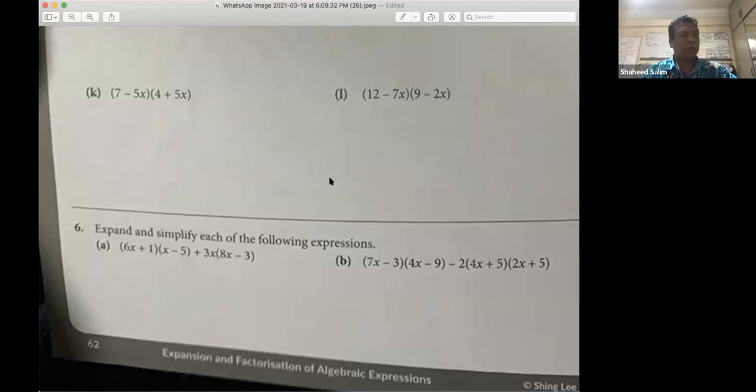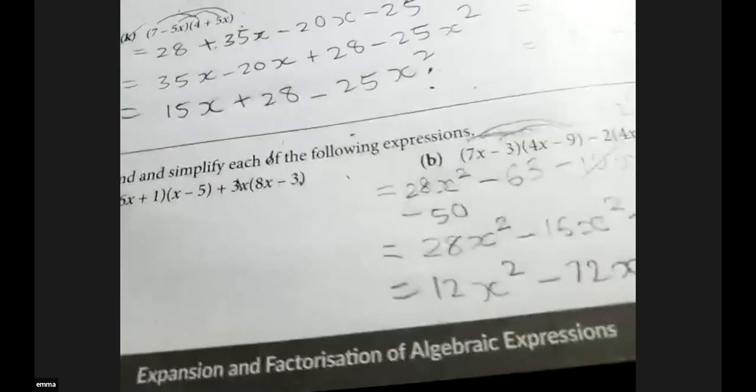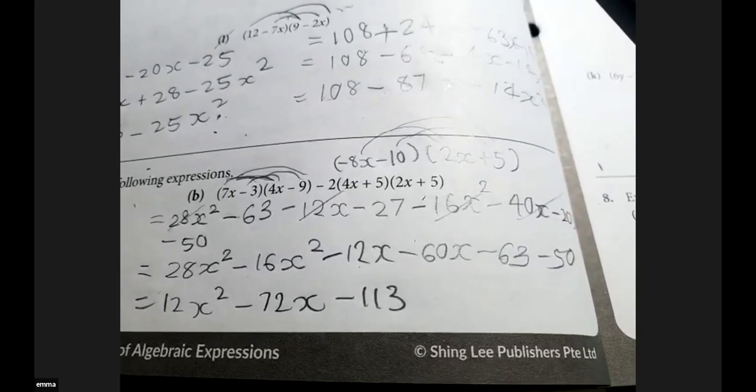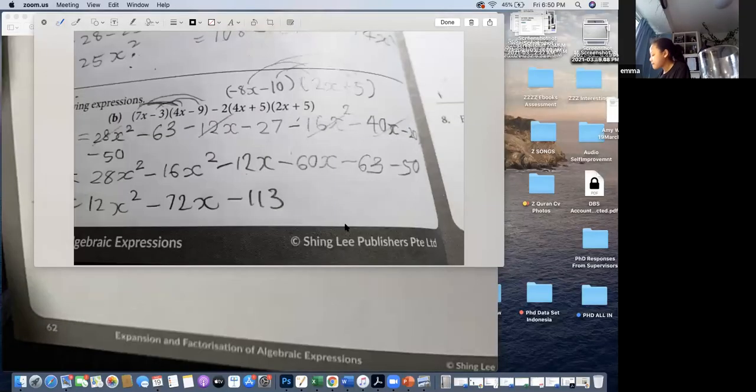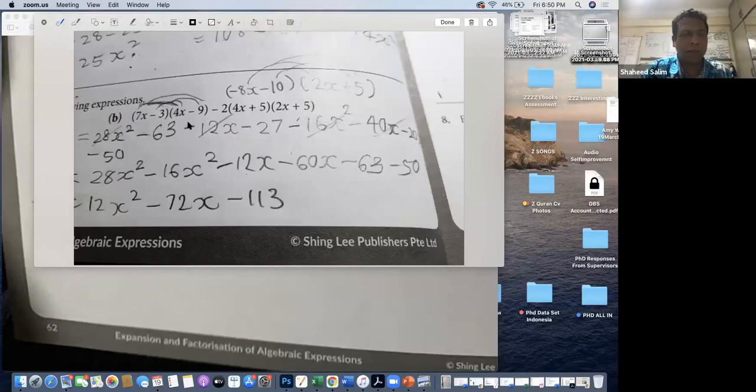Minus 72x minus 113. All right, you show me your working. Okay, thank you very much. Let us see now. You can see your writing, yes.